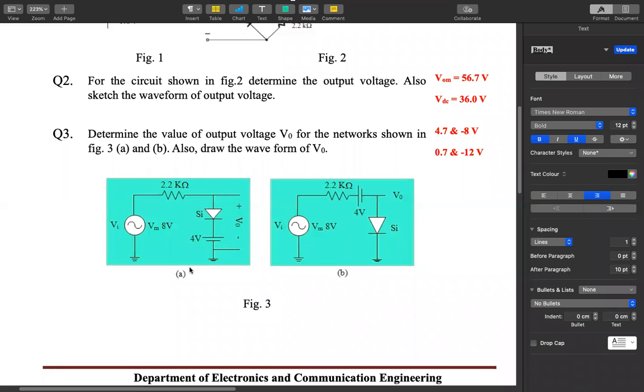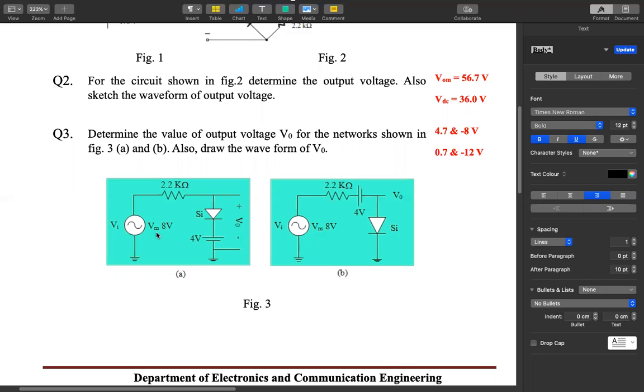Where you have to determine the value of output voltage V naught, and you have to draw the waveform of V naught. So you are given input voltage, a sinusoidal voltage with maximum peak voltage as 8 volt, a resistance of 2.2 kilo ohm, one silicon diode, and one external DC power supply, 4 volt. So you have to calculate the V naught and draw its waveform.